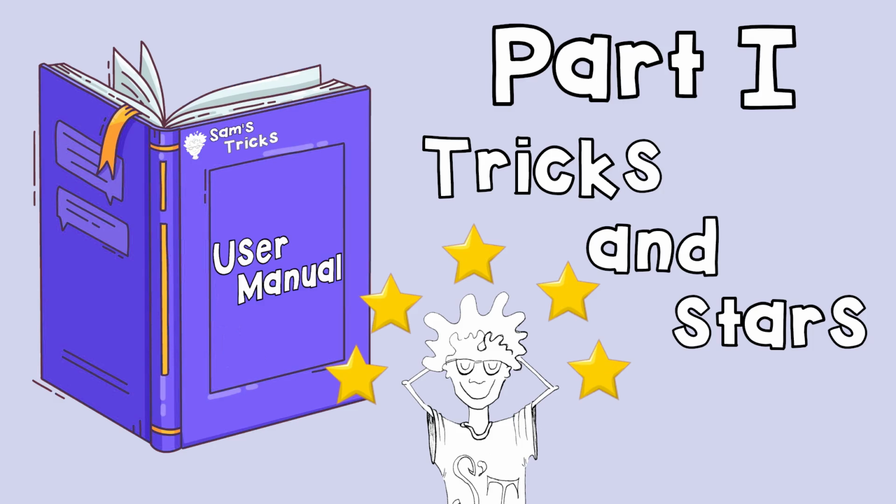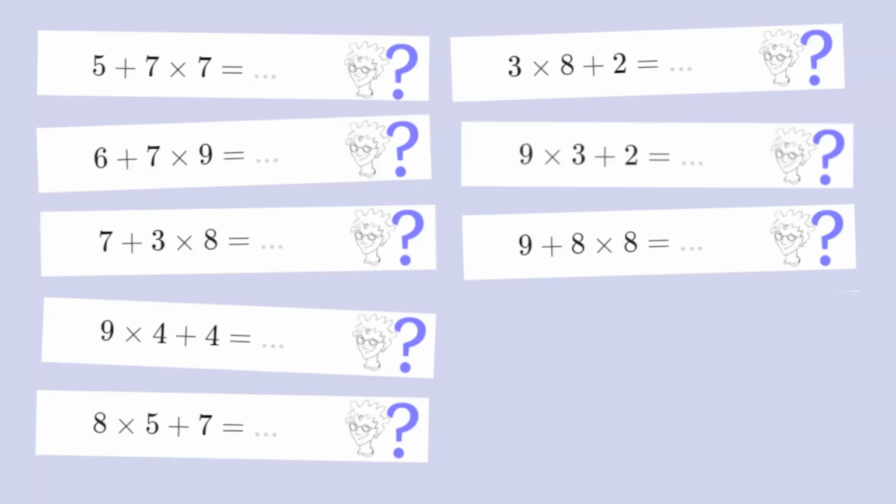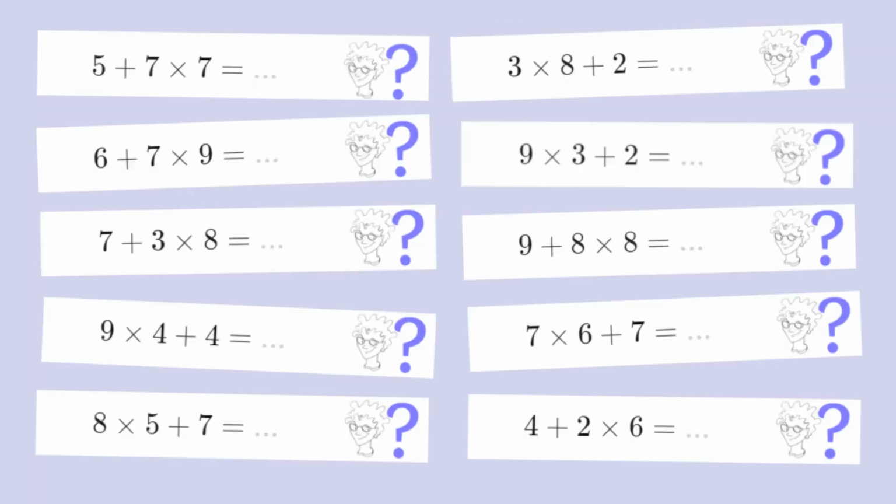This video is the first part of Sam's Tricks User's Manual. It will cover the app's main feature, tricks. A trick is a series of 10 questions with randomly generated values from a base formula.